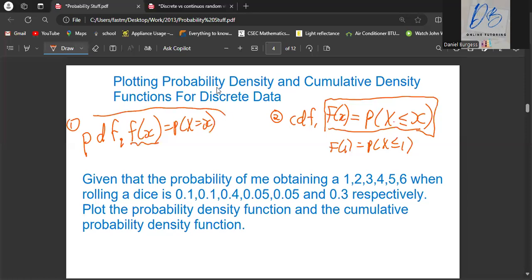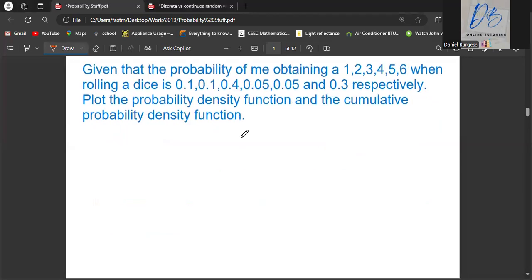So you have the PDF and the CDF. Both are plots or graphs, as you see. So let's do it with a question. The question says: given the probability of obtaining 1, 2, 3, 4, 5, or 6 when rolling a dice is 0.1, 0.1, 0.4, 0.05, 0.05, and 0.3 respectively, plot the PDF and the CDF.